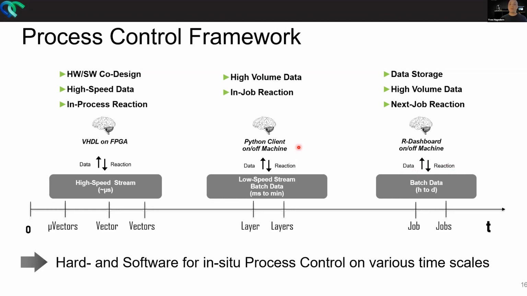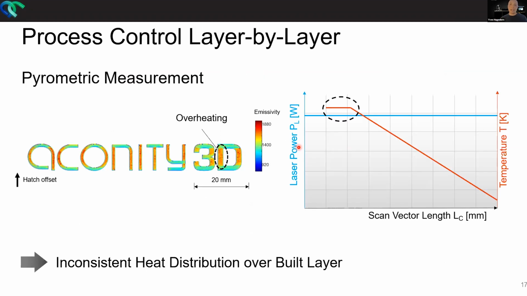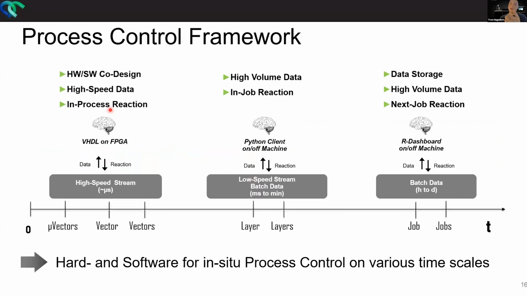A little bit nicer is between layers. So that involves high volume data and in-job reaction, which can potentially be done with Dyndrite Python API. So we can change that. And sorry, I need to jump back. And the fastest one is in process, in layer, means you react really, really quickly on changed heat conditions of your part.